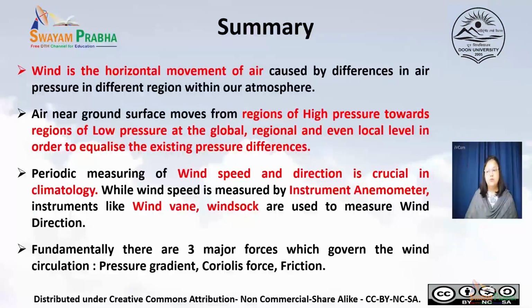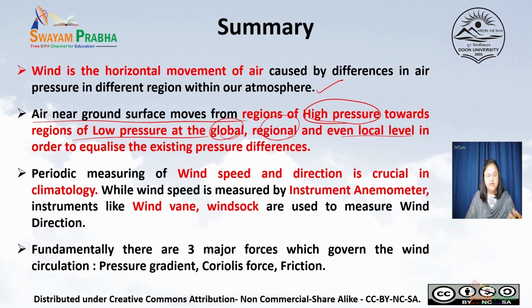Summarizing the video now, wind is the horizontal movement of air which is primarily caused because of the differences in the existing air pressure in different regions of the world within our atmosphere, and air near the ground surface moves from regions of high pressure towards the region of low pressure, and this movement of air can happen at global level, regional level, and even at local level.